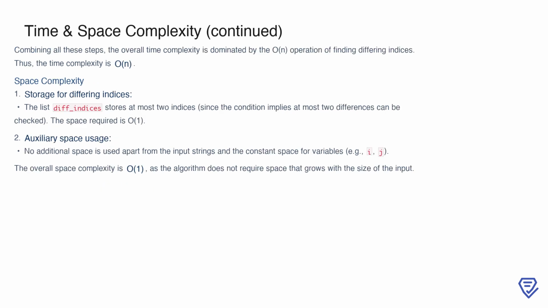When we combine these steps, the overall time complexity is determined by the most expensive operation, which is the traversal of the strings to find differing indices. This step is O(n), and since all other operations are constant time, the total time complexity of the solution is O(n). Now, turning to space complexity, the algorithm uses a list to store up to two differing indices. Since this list has a fixed maximum size, its space requirement is O(1). Additionally, the algorithm does not use any other data structures that grow with the size of the input. All auxiliary space, such as for variables, is constant. Therefore, the overall space complexity is O(1).